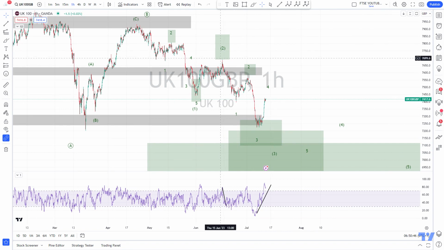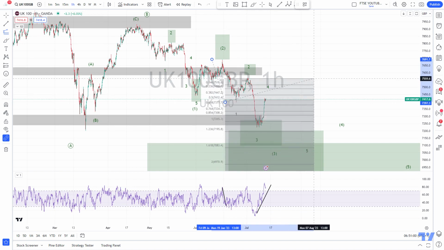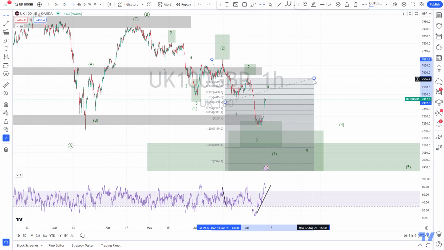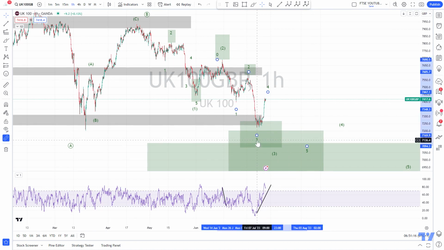So it looks like this was our wave 1, this was our wave 2. Then we actually hit our target for a wave 3. If we take the length of wave 1, the length of wave 2, then you see that this area between the 1 and the 1.618 fib extension is the area where our wave 3 should end. And as you can see, we have a very nice reaction from here to the upside.